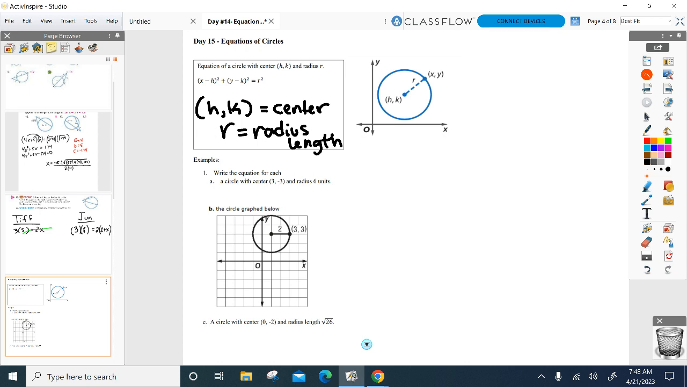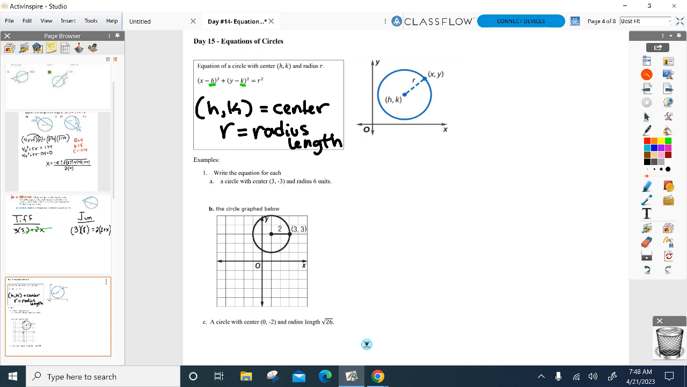So you'll see numbers plugged in for h and k. I take those numbers out, and that represents the center of the circle. And then you'll see a number in here, which is r squared, but r represents the radius length. And again, we just got to do some reps of these. All right, ready to roll?